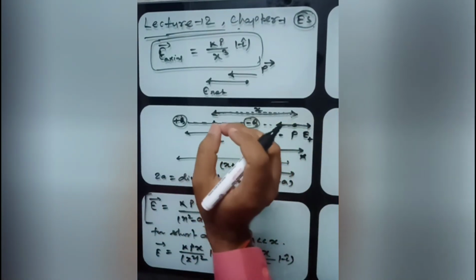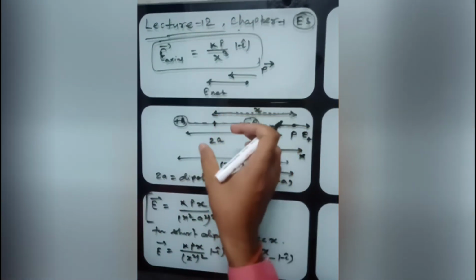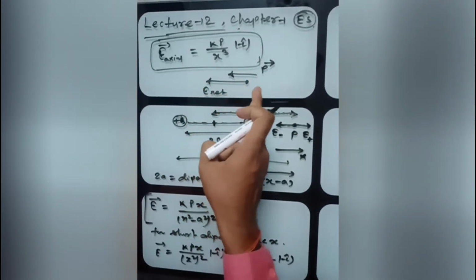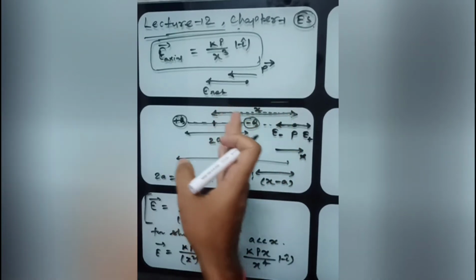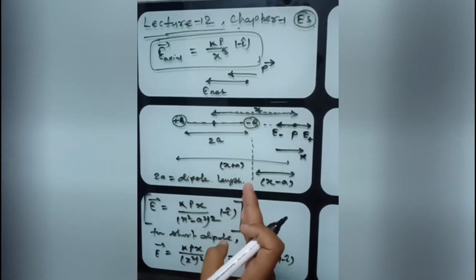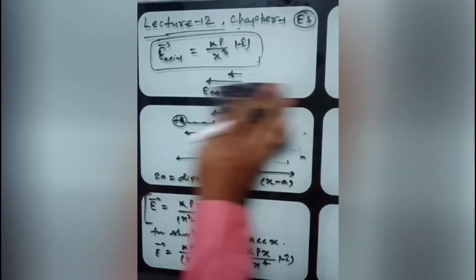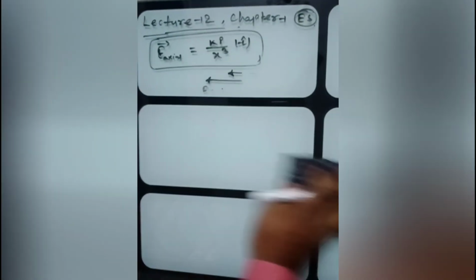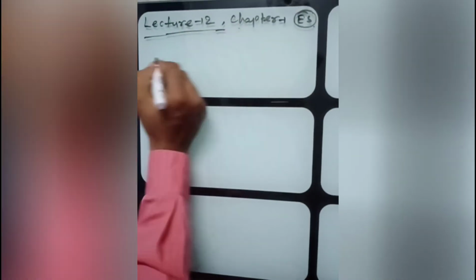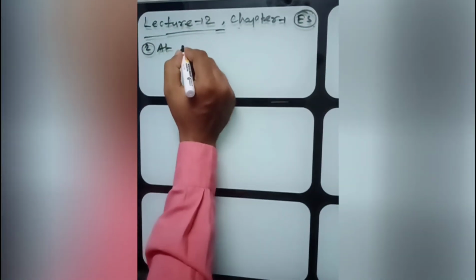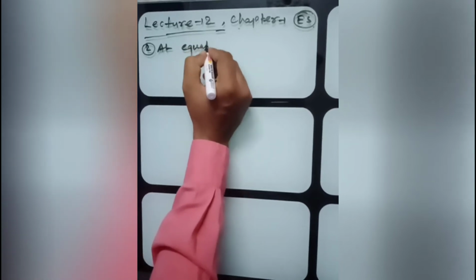So we can write a very important note about this one. The electric field at an axial point must be in the direction of the net dipole moment. That is, the net electric field must be in the direction of dipole moment in case of an axial point. So student, this is the simple formula you have to bear in mind, that is kP by x cube minus i, and this minus i represents the direction of the electric field. Now the second derivation, at the equatorial point.